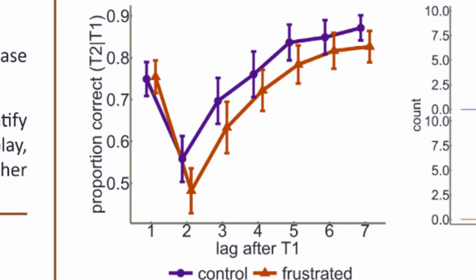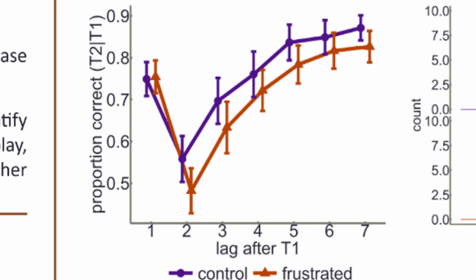So we found overall that there was a reduction in performance on the attentional blink for participants in the frustration condition. This is shown in this graph where on the y-axis we see proportion correct for target 2 identification. And on the x-axis, we're looking at the lag at which target 2 was presented relative to target 1.